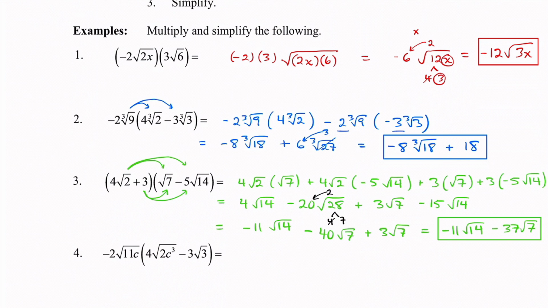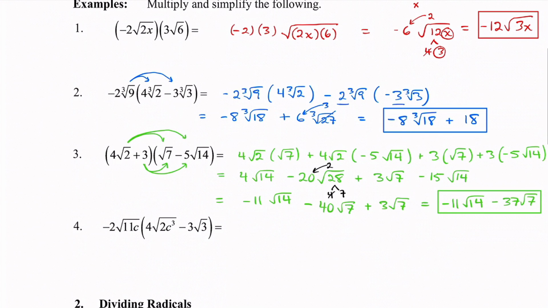So last one now here, number 4. So we're going to have to, again, kind of like number 2, distribute this into each of those terms inside the bracket. So this one I'm going to do a little quicker. So I'm going to multiply coefficient times coefficient. That's negative 8. Radicand times radicand. That is going to be 22 c to the power of 4. And then don't forget your square root.